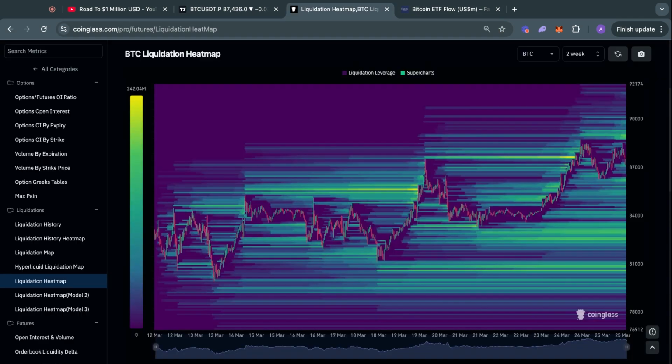Next, taking a look at the Bitcoin liquidation heat map. First of all, on this 2-week time frame, currently you can notice how there is quite a bit of liquidity to the downside, because we are currently trading around a 2-week high. So therefore, most of the liquidity will be to the downside here. And in fact, there is a decent amount of liquidity around this 83,000 US dollar level.